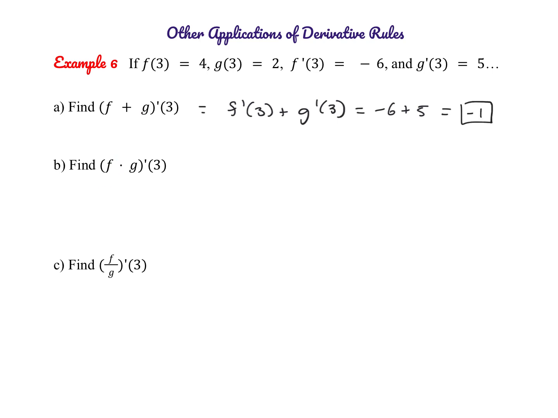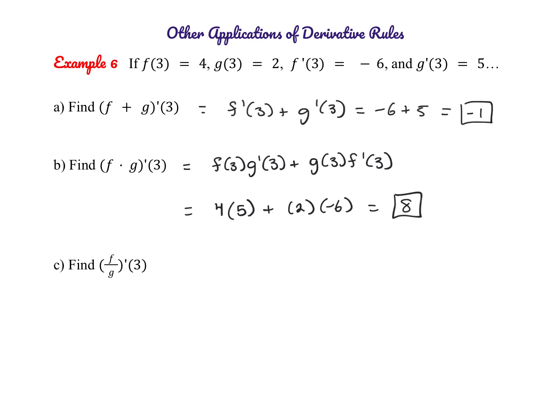So let's look at this next one. So here we have f times g prime of 3. So here we have the derivative of a product, so we can use our product rule to find this. So remember, for the product rule, it's the first function times derivative of the second, plus the second function times the derivative of the first. And all of these things are values that were given to us in the problem. So f of 3 is 4, g prime of 3 is 5, and g of 3 is 2, and f prime of 3 is negative 6. So we have 20 minus 12, which is just 8.